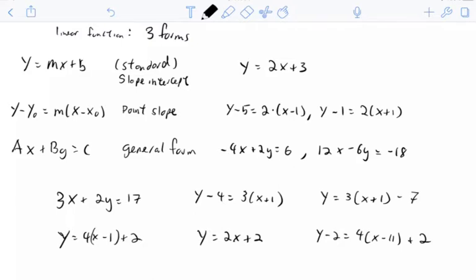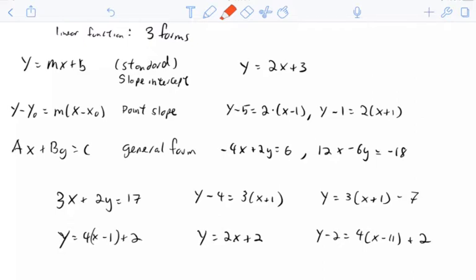I want you to go through them and recognize which ones are in slope-intercept form, which ones are in point-slope form, and which ones are in general form. And which ones are none of them, because it's possible to write an equation in none of these forms. These are the useful ones. It's possible to extract information really easily out of these 3 forms. So which one is which?